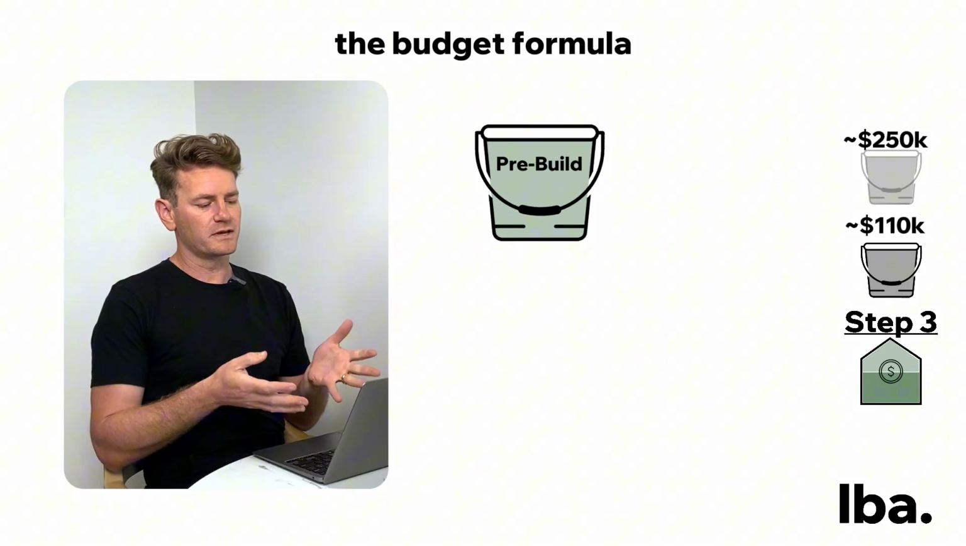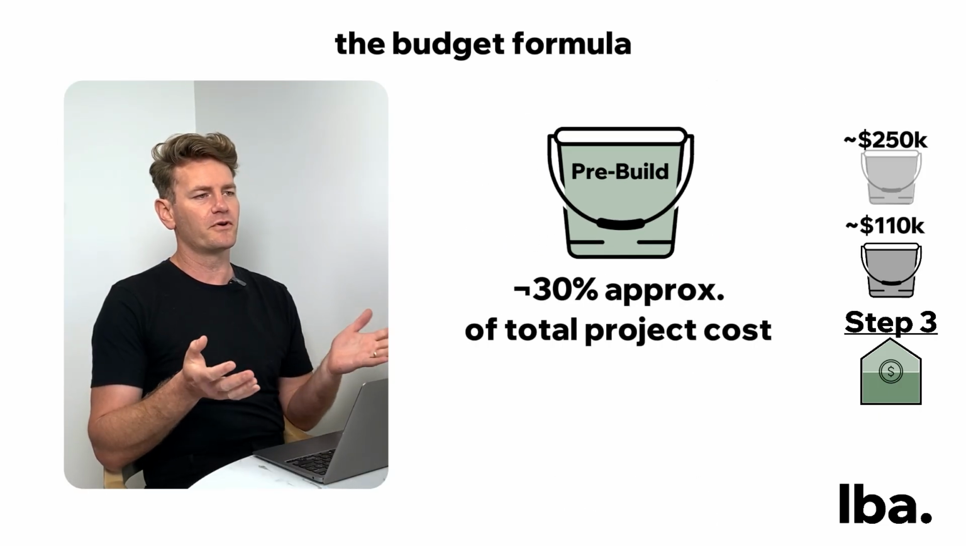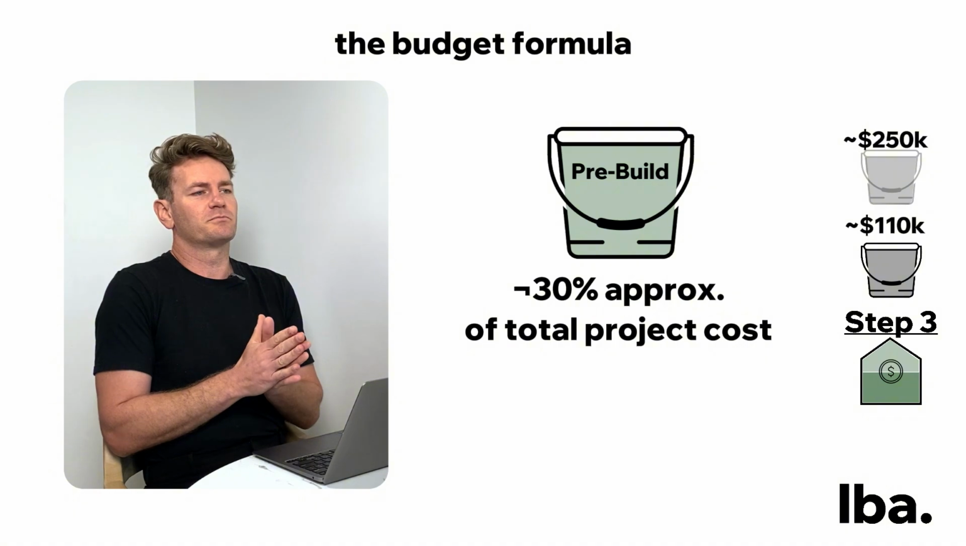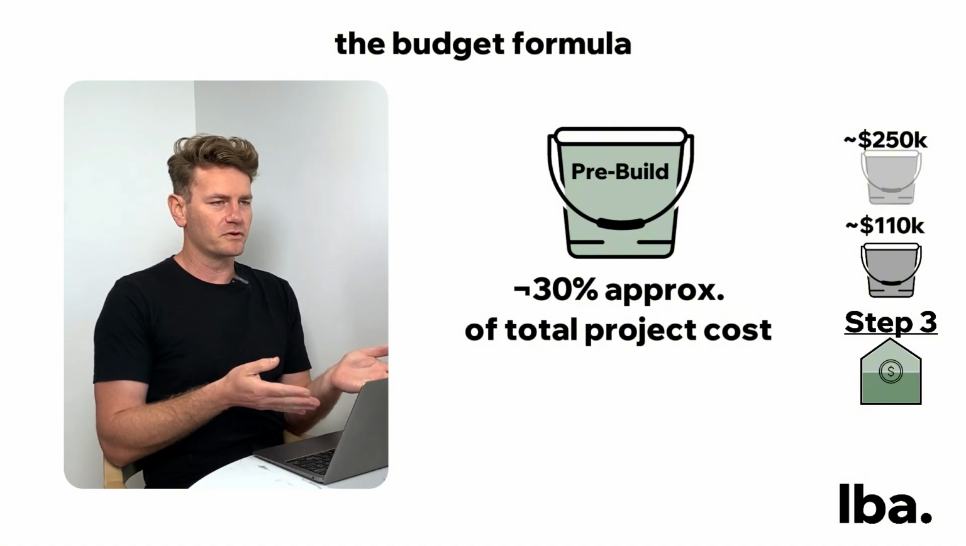So in this example here, the pre-build bucket adds up to around 30% of the total cost. Can be less, can be more. But roughly speaking, 30% is a pretty good starting point for around that price point anyway.